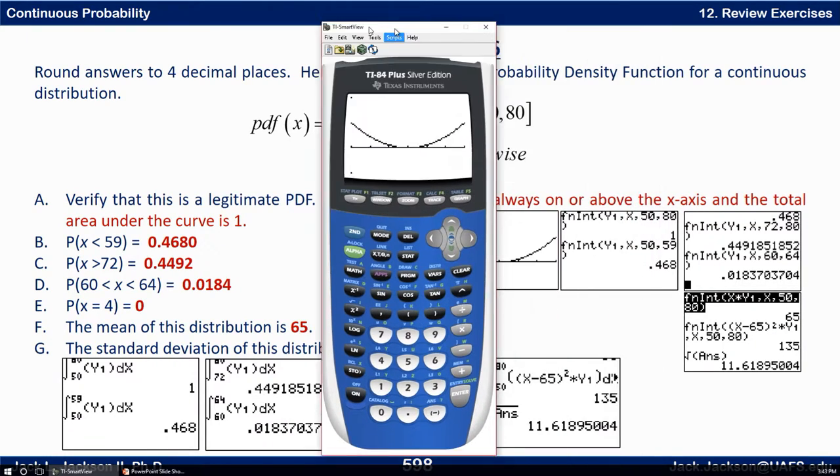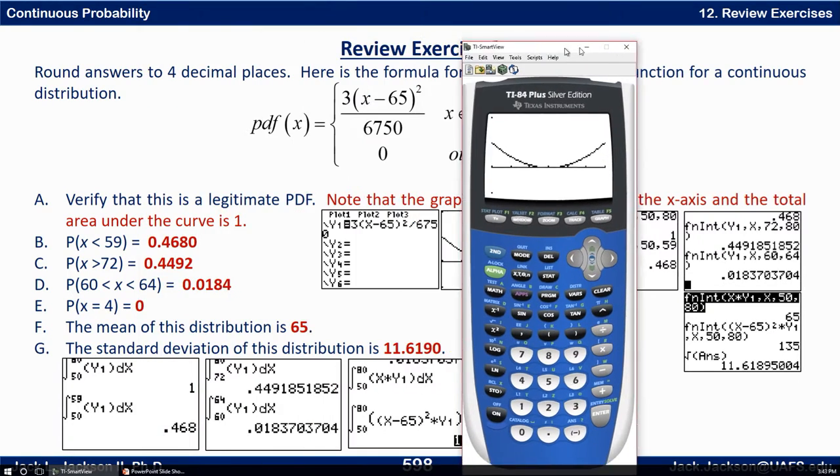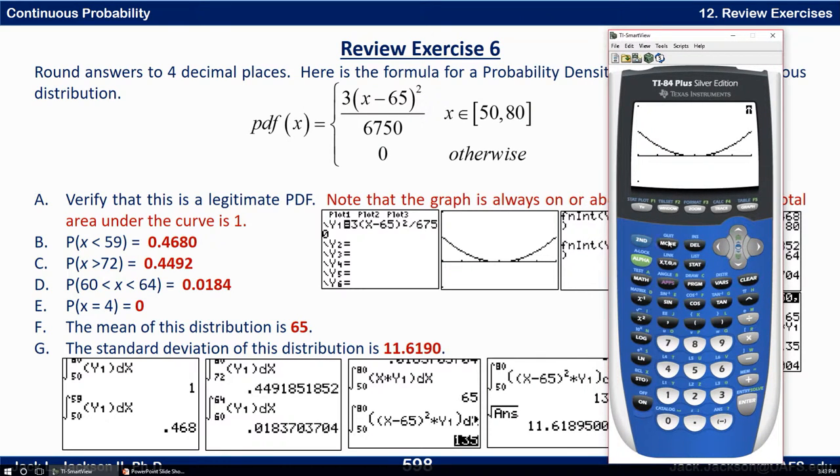So what does the graph have to have? It has to be above the x-axis or on the x-axis. It's on the x-axis to the left and right of this window, and then it's right in here. And the area underneath, which is all shown here, has to be 1. We can shade it here, but we can also calculate it from the home screen.